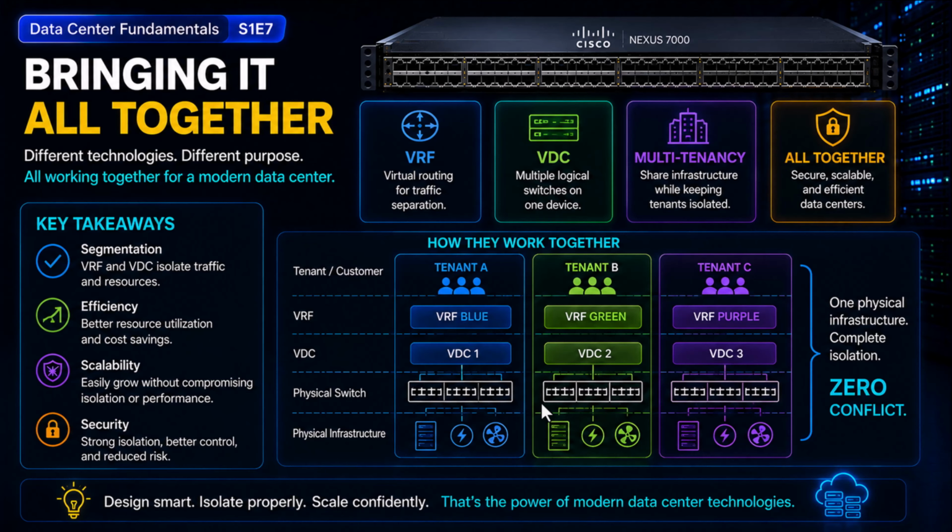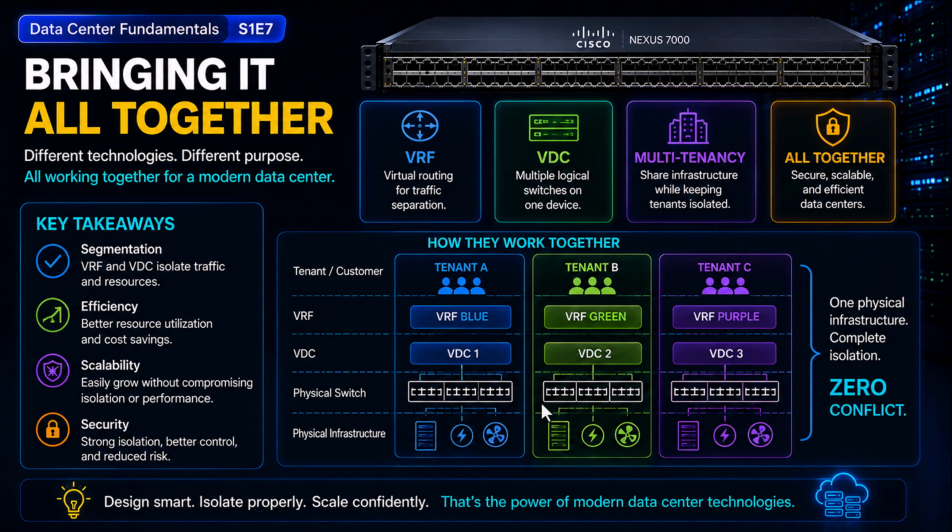These technologies can also be combined. A physical Nexus switch may contain multiple VDCs. Inside each VDC, engineers may create multiple VRFs. Each VRF may then support a different tenant or application environment. This creates multiple layers of separation. The physical infrastructure is shared, but the tenants remain logically independent.